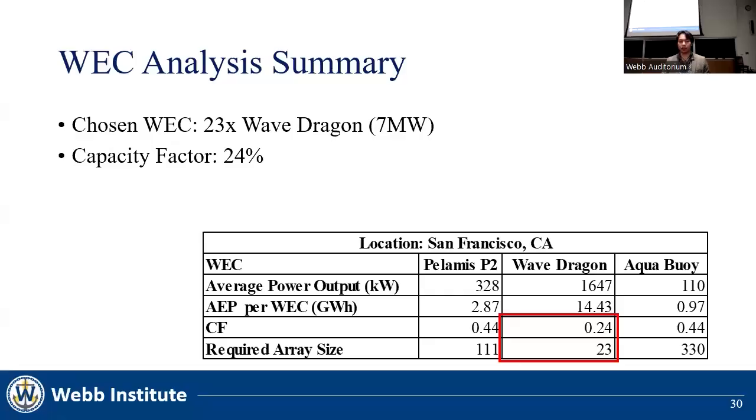After performing this analysis, it was found that the Wave Dragon would be the ideal wave energy converter for this array, as it had a capacity factor of 24%, which is closest to the ideal range of capacity factors, which is between 25% and 30%. The capacity factor of a wave energy converter is the ratio of its average power output at a location compared to its rated power output. It also required the lowest number of units to meet the energy demands in the array.